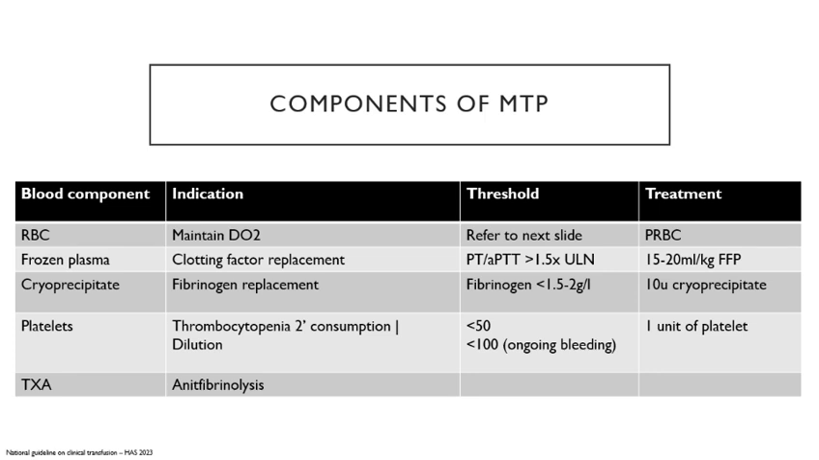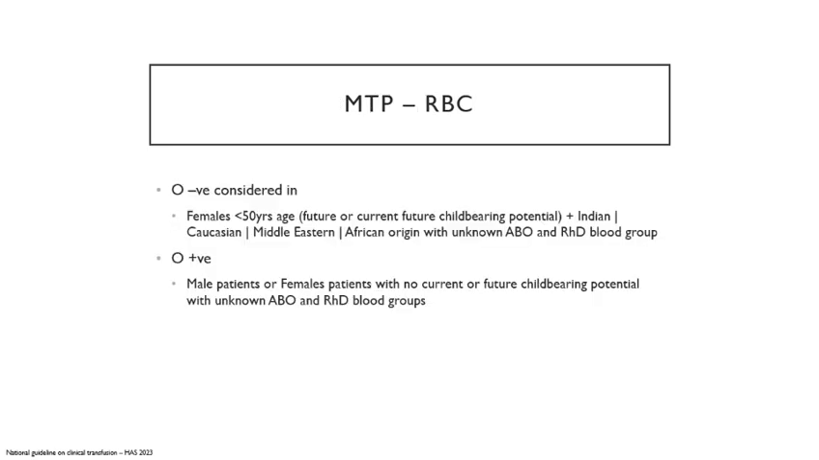In Singapore's massive transfusion protocol, O negative RBCs are only considered in females less than 50 years of age with current or future childbearing potential of Indian, Caucasian, Middle Eastern, or African origin with unknown ABO and rhesus blood group. O positive blood will be given to male patients or female patients with no current or future childbearing potential with unknown ABO and rhesus blood groups.